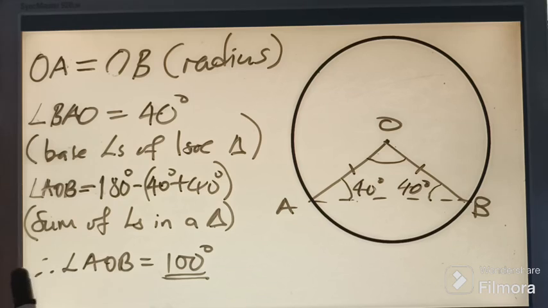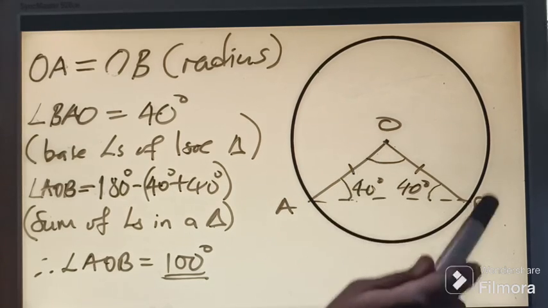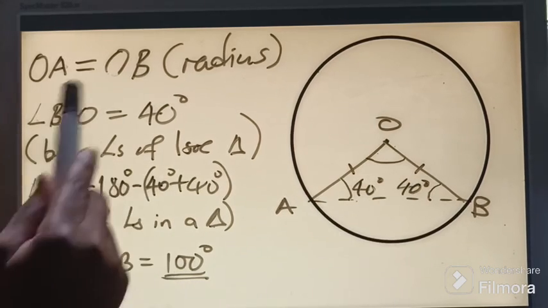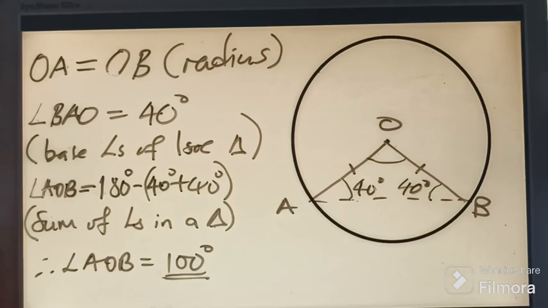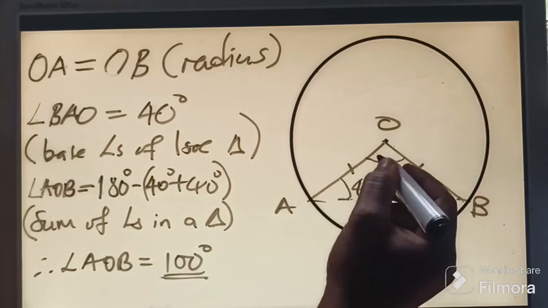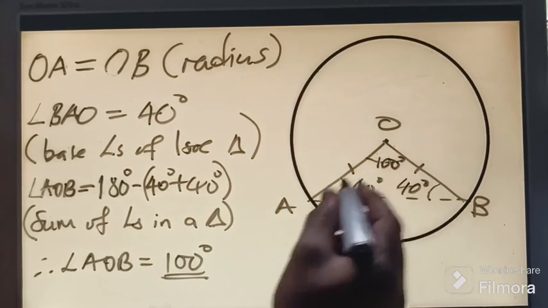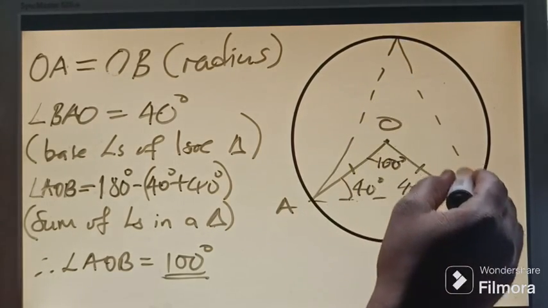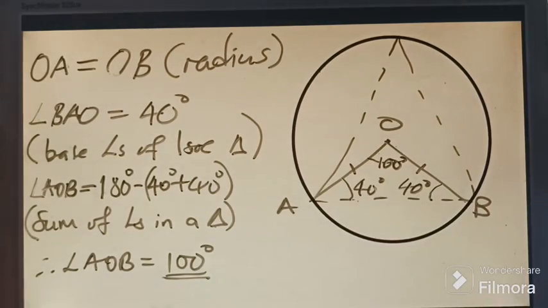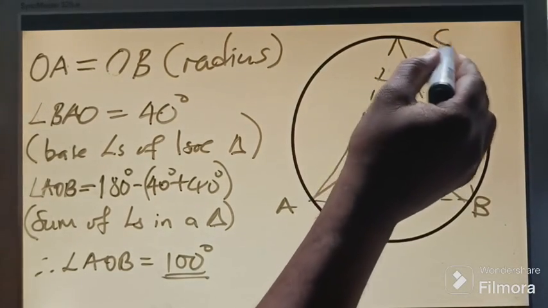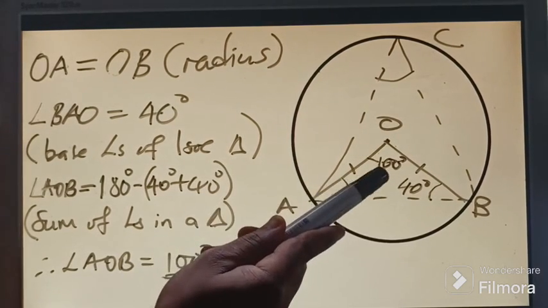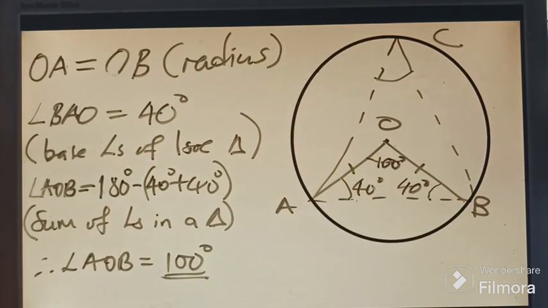So the question was for us to find the angle AOB. So this angle is 100. If you add 40 and 40, it's 180, the sum of angles in a triangle. The question continues. We have said this is 100. Now there was an angle coming from the same points, angle ACB.